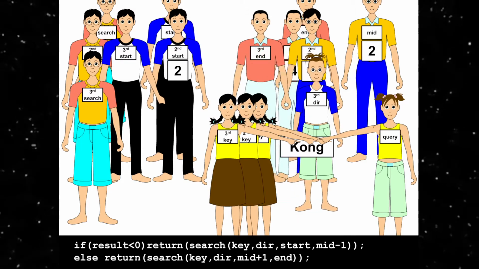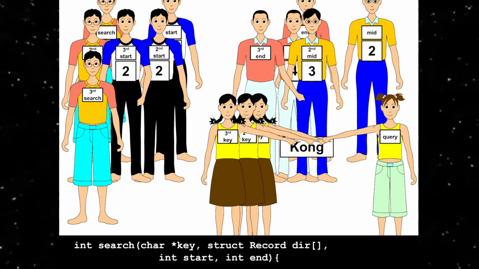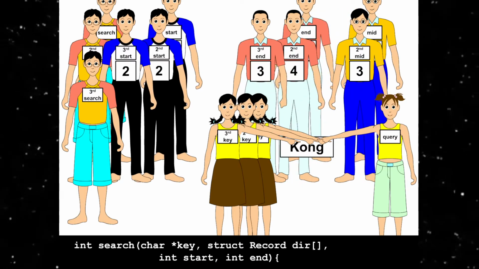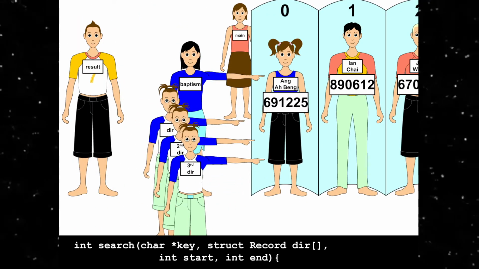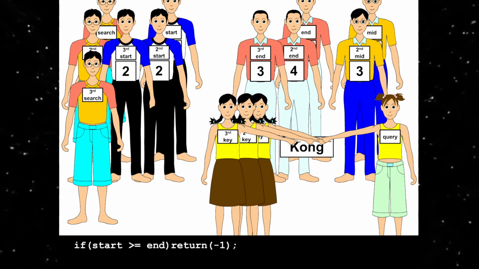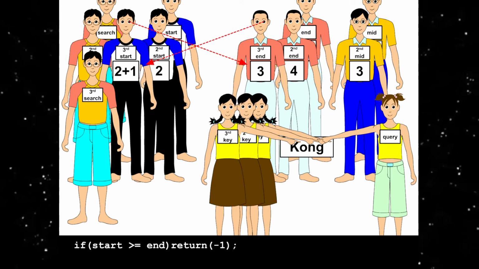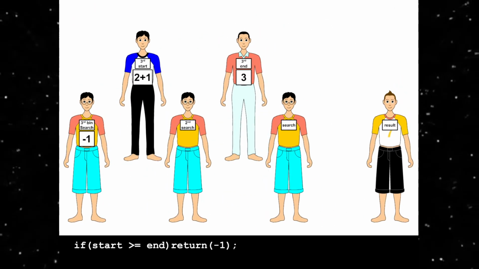This means that we pass the same start but a new end, the new end being mid. The start gets 2 and the end gets 3. Key and dir once again stay exactly the same. This means, however, that the new start, which is 2, after adding 1 is equal to 3, which is equal to the value of the new end.